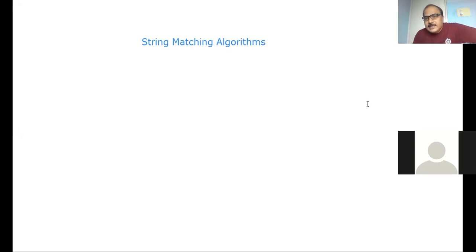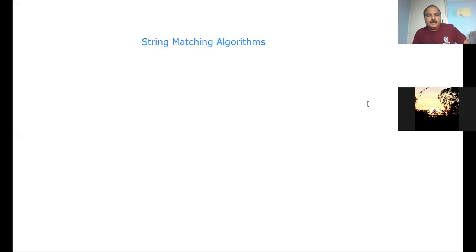The search engine accepts a string or a pattern from the user, then it applies string matching algorithms to find a document that contains the pattern entered by the user. This is the most widely used application of string matching algorithms.